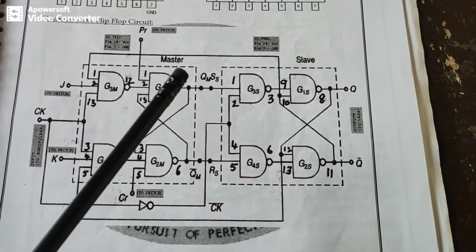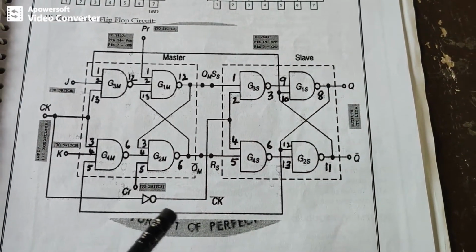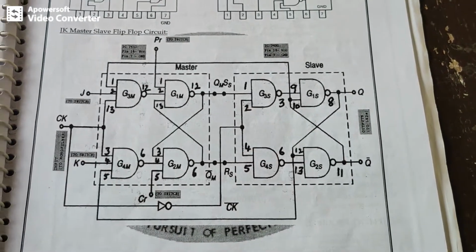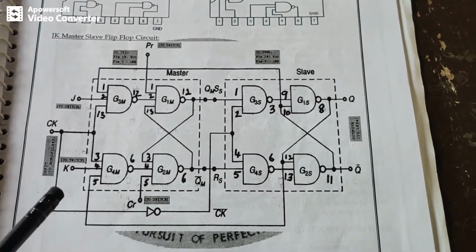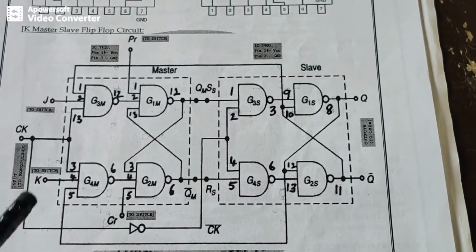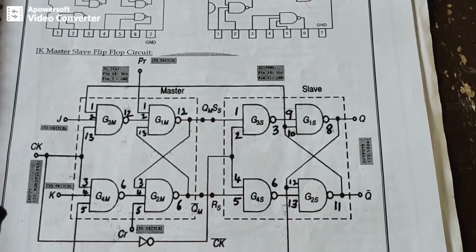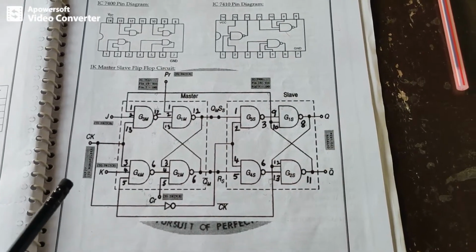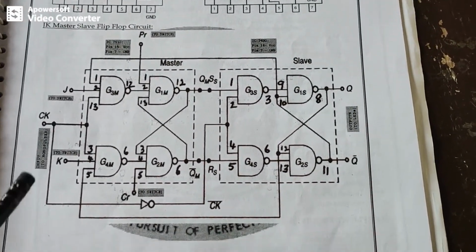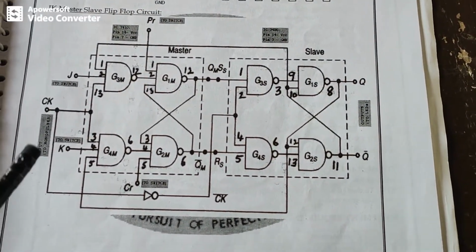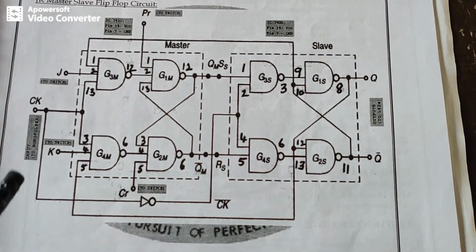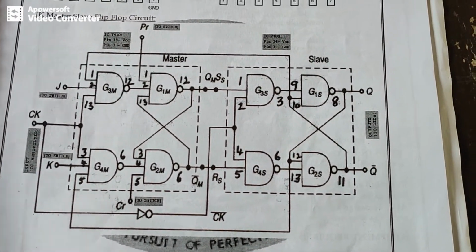So flip-flop is a building block in memory design. It is basically used to store either bit 1 or bit 0. In flip-flop we have types: one is RS, set reset. The other one is JK, another is T, toggle, and the last one is D, data.